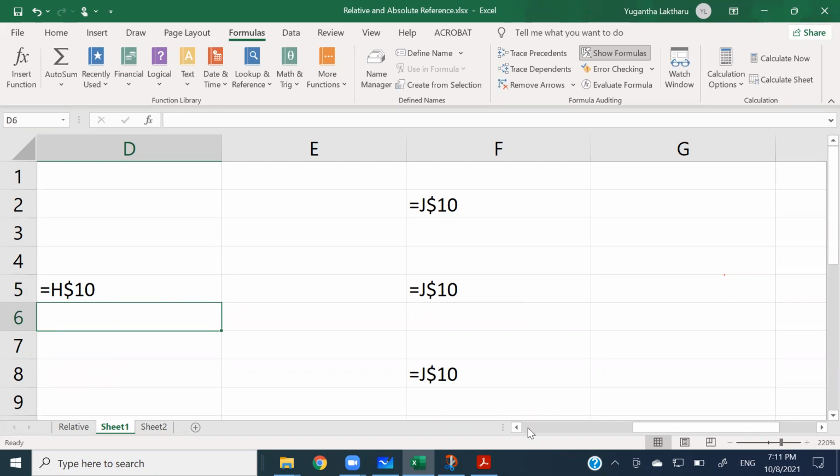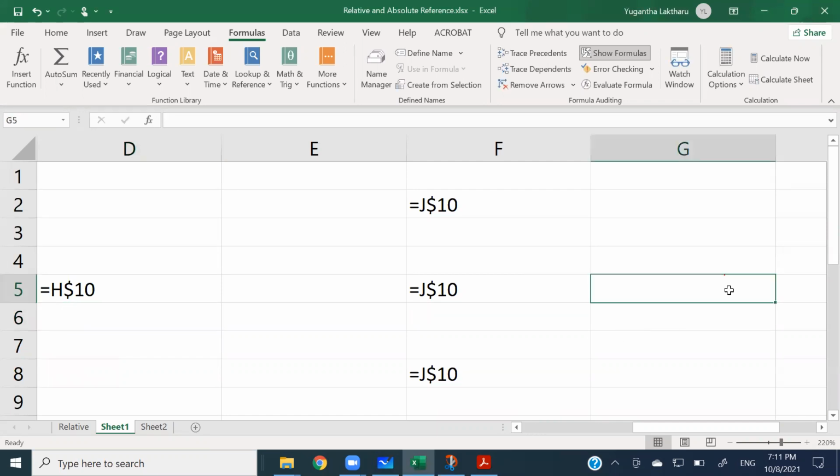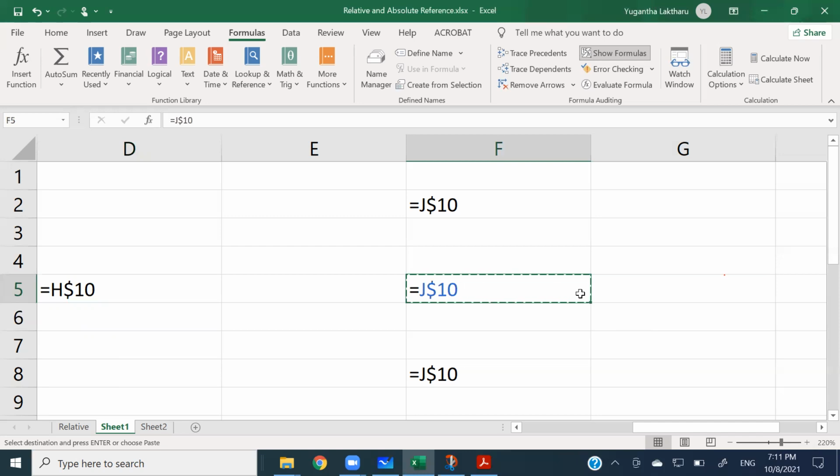Right? And what should happen if we paste it over here? Yes, people? If we paste it over here, what should be the answer? Very good, Ranima. It's $10. Yes. So I copy it, I paste it. So it's $10. Right? Okay. So that is the way that the absolute cell reference changes.